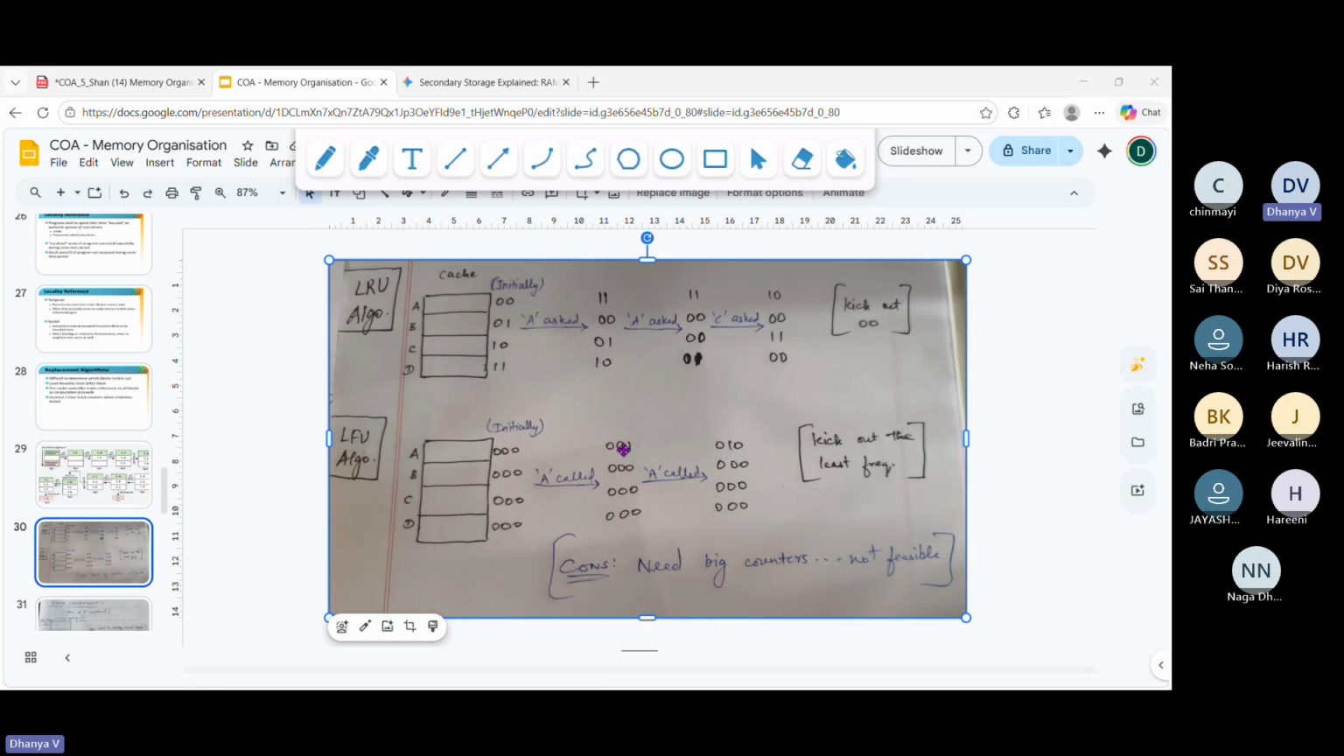In the LFU algorithm as such, the biggest con is that you need big counters to actually sit and count all of this frequency. That's not really feasible. So LRU is the most commonly used one. So LRU and LFU is clear, right?